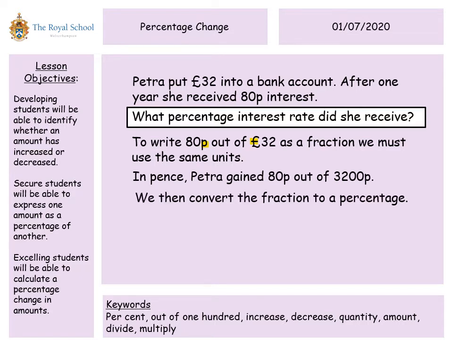And we can then turn this fraction into a percentage. So Petra earned 80 pence interest out of 3,200. Remember that "out of" denotes that we've got this fraction. So 80p out of 3,200. Well, that would be our fraction, 80 over 3,200. Times by 100, and then we get our answer. So do the division on a calculator. 80 divided by 3,200. That gets a decimal. Times by 100, and we get our percentage answer at 2.5% here.